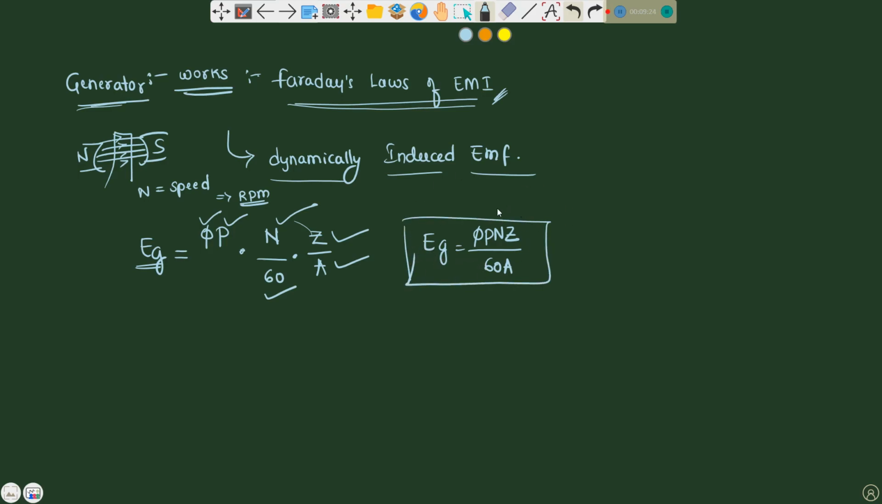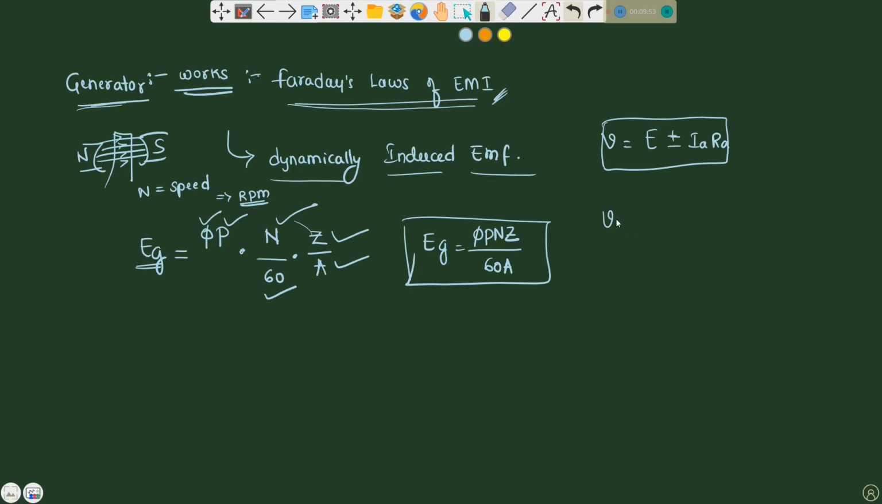First I'll explain the formula, then I'll explain the theory. This is how my teaching methodology works. You got to know how this generated EMF has come. Whether it is a generator or a motor, you are getting a voltage: V equals E plus or minus IaRa. This is common for both DC generator and motor.